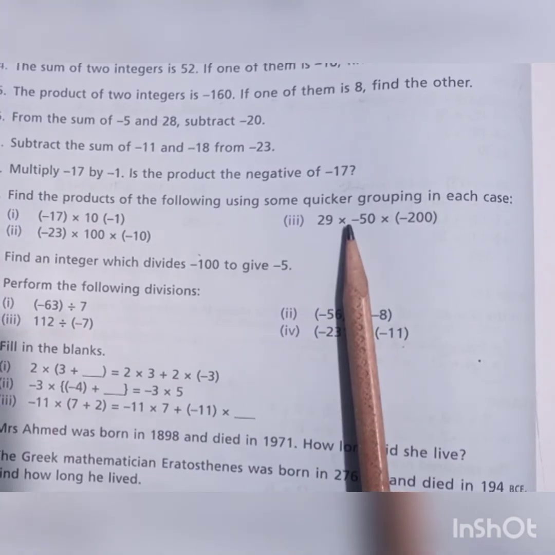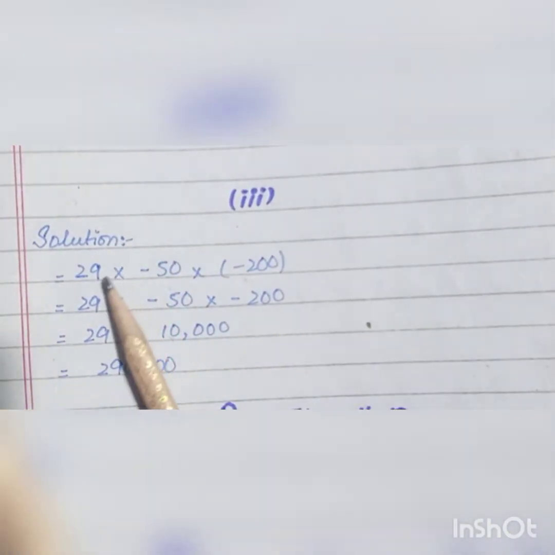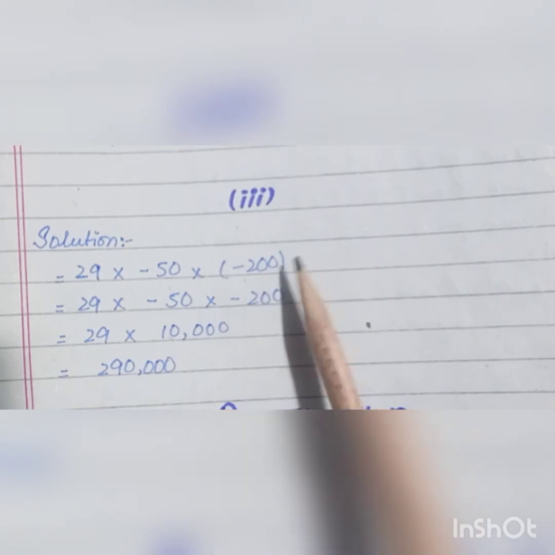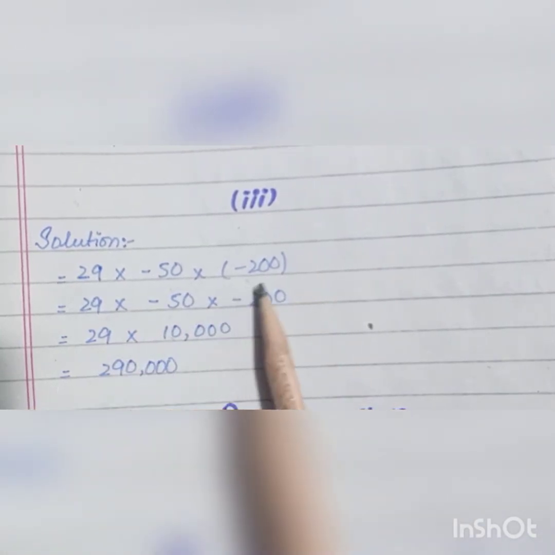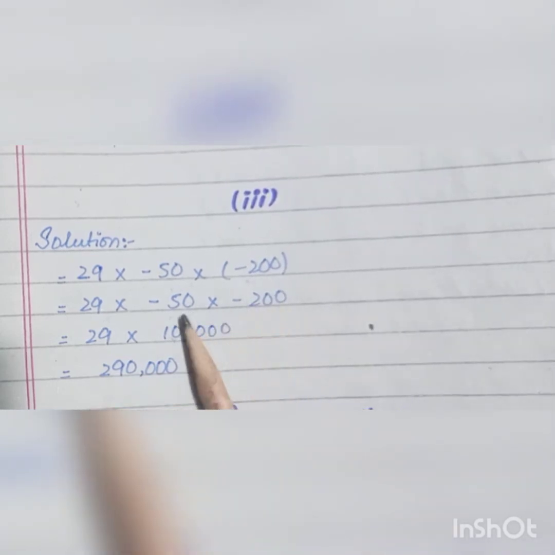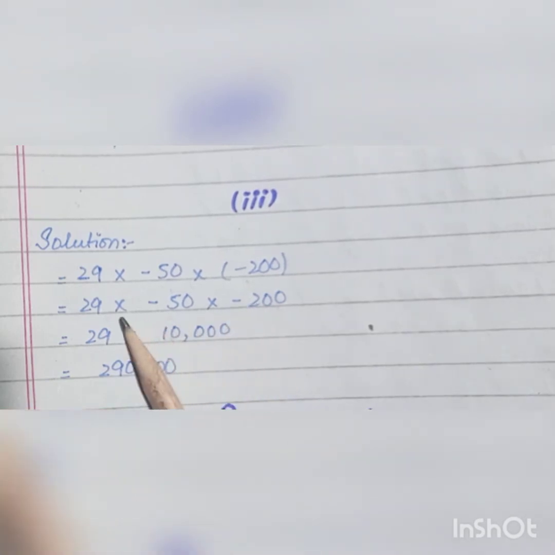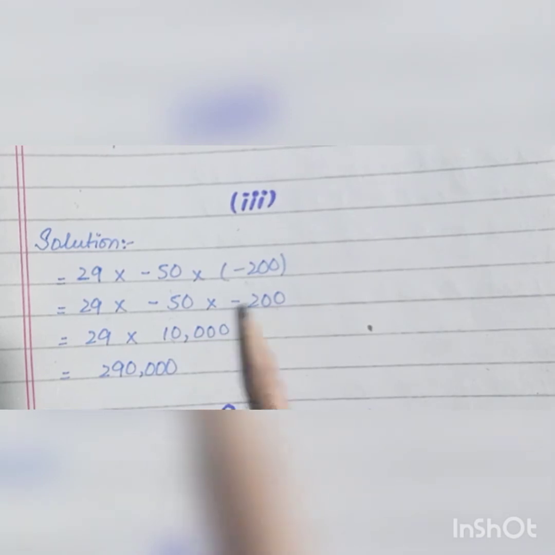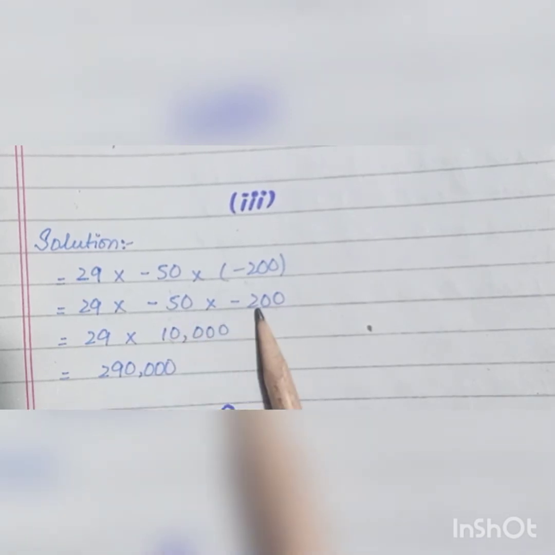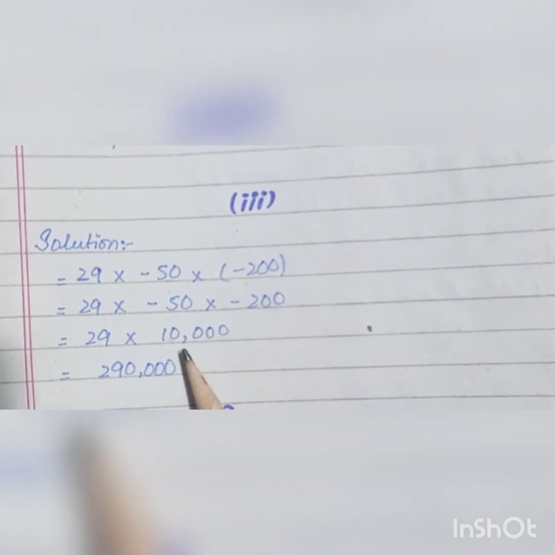Part number 3 is 29 multiplied by minus 50 multiplied by minus 200. Let's see the solution. 29 as it is multiplied by minus 50 as it is and multiplied by minus 200. Now first we will solve minus 50 multiplied by minus 200, that is easy. 29 as it is multiplied by, students, minus and minus will be plus, and if we multiply 5 by 2, the answer will be 10, and 3 zeros as it is, the answer is 10,000.